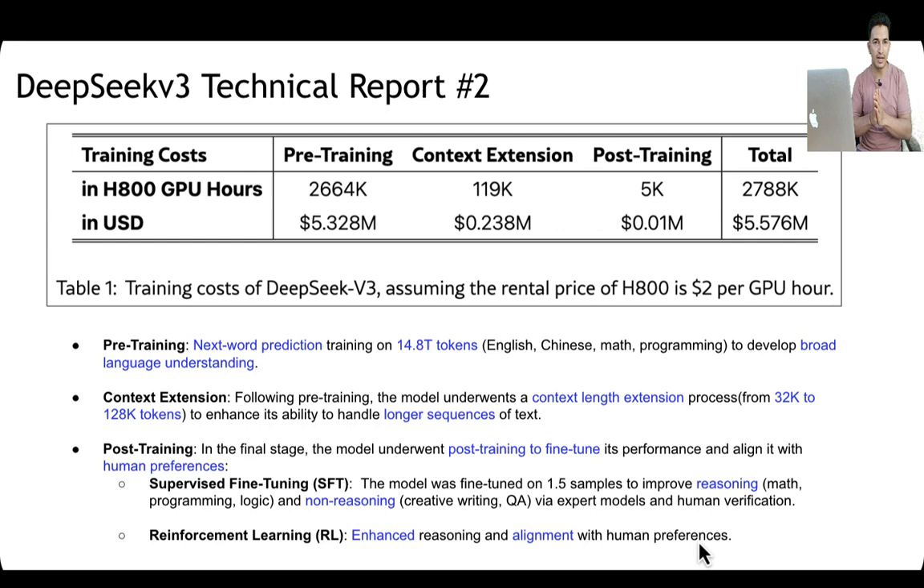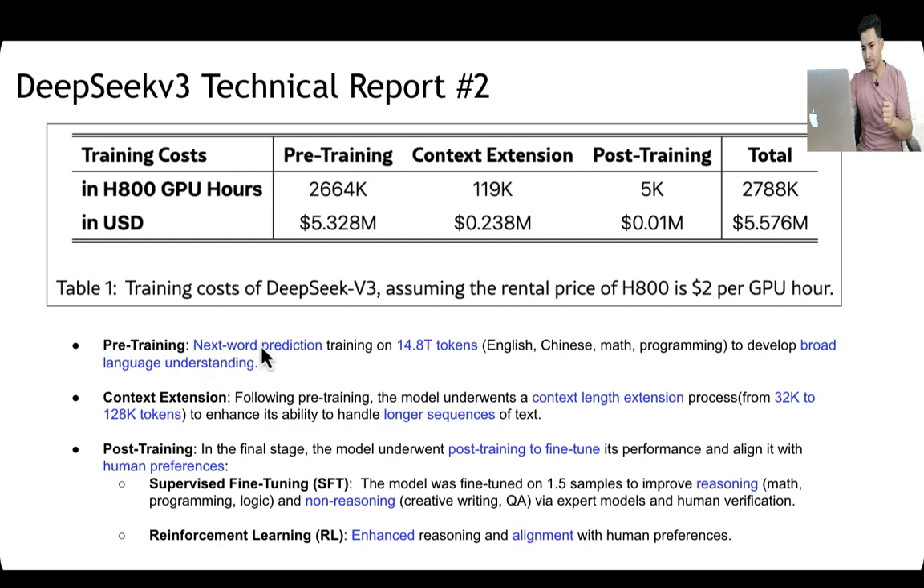Let's also look at why the cost is so low. Out of those 2.8 million hours, 2.6 million hours go into pre-training, which is the next word prediction. 119,000 hours go into context extension, and 5,000 hours go into post-training, which is supervised fine-tuning and reinforcement learning. The price is $2 per GPU hour, so it comes to around $6 million. So in only $6 million they were able to train a model as good as OpenAI's in terms of reasoning capability, which is pretty impressive, and that's why it's making a lot of buzz.